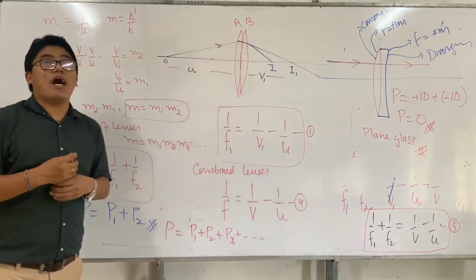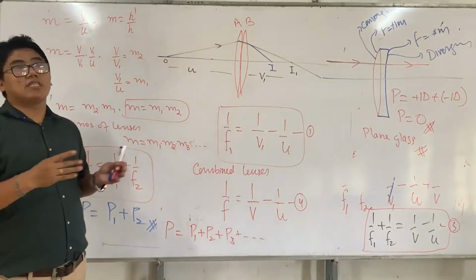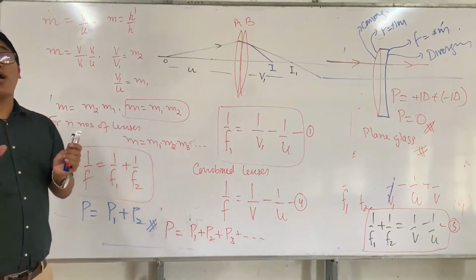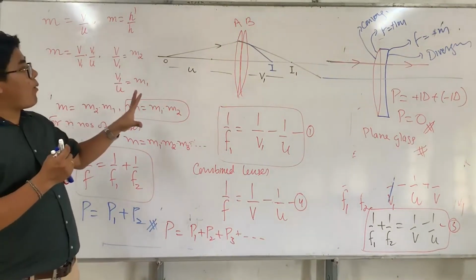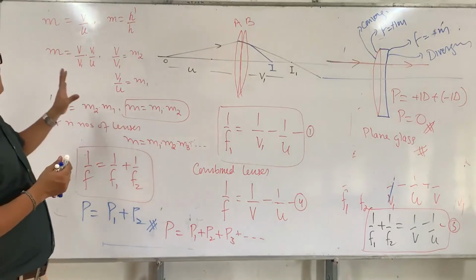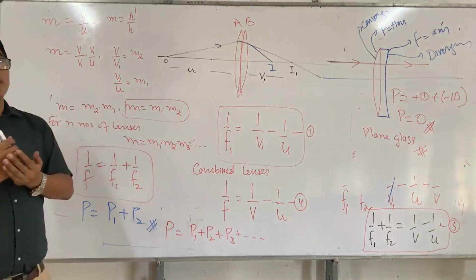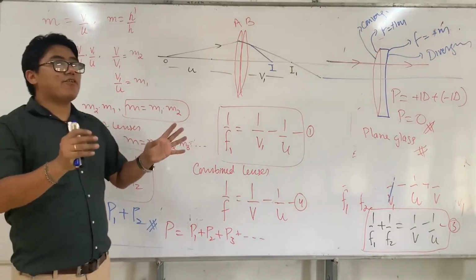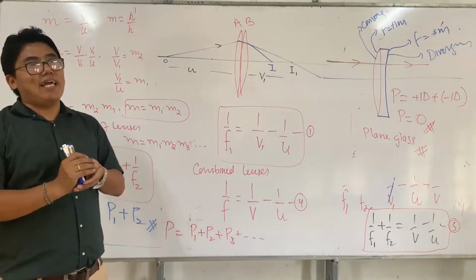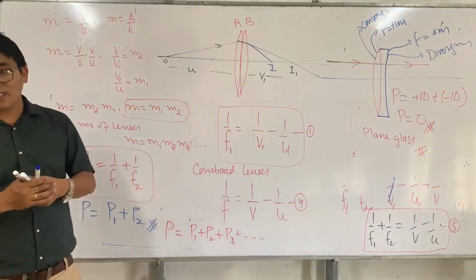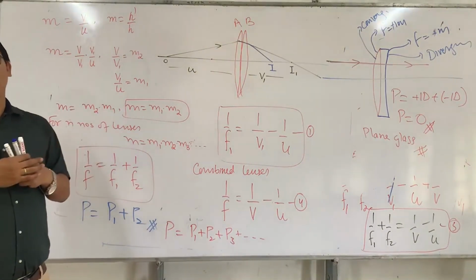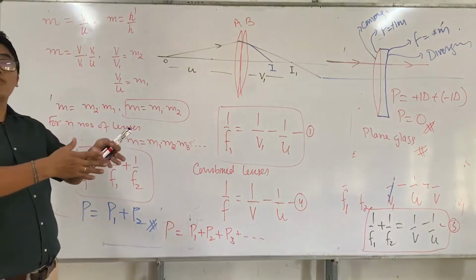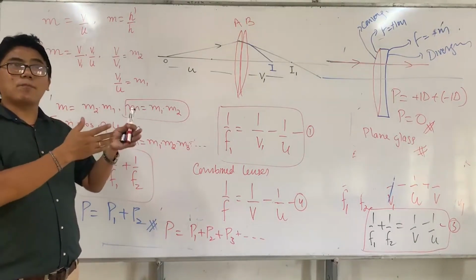So with this, I finished thin lens formula, lens maker formula, the power of lens, and then the combination of lenses. Alright, so with this we come to an end of the entire lens chapter. Next class we are going to discuss refraction through prisms.